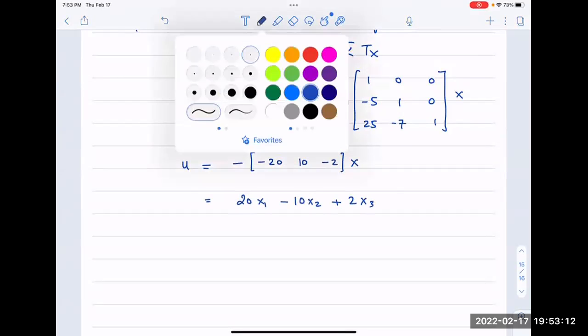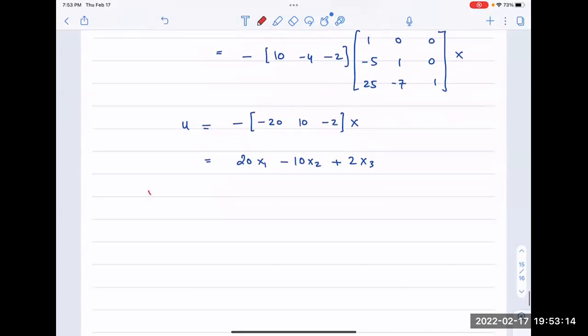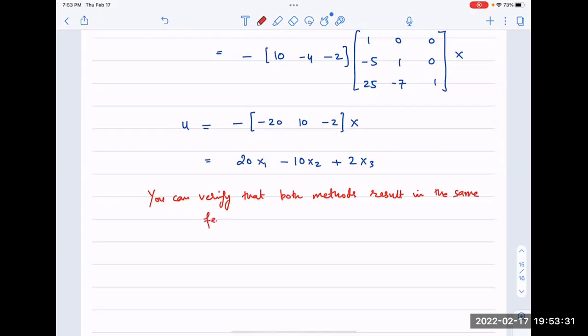So you can verify that both methods will result in the same feedback controller.